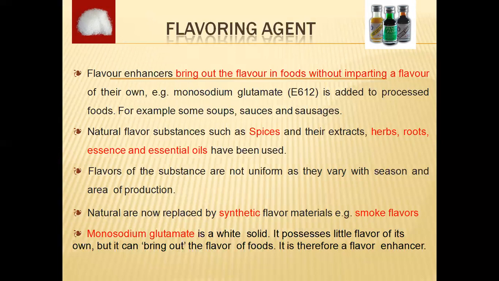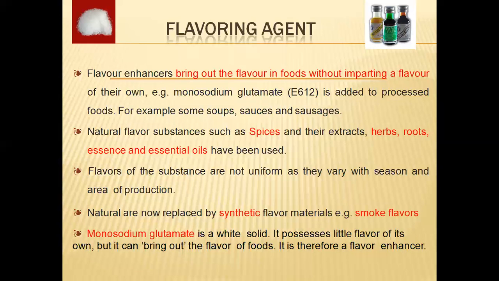They bring out the flavor in food without imparting a flavor of their own. Best example, popular in India and all over, is monosodium glutamate, E612, added to most of the processed foods, especially the noodles we eat, Maggi noodles. For example, soups, also sauces and all the sausages have monosodium glutamate.